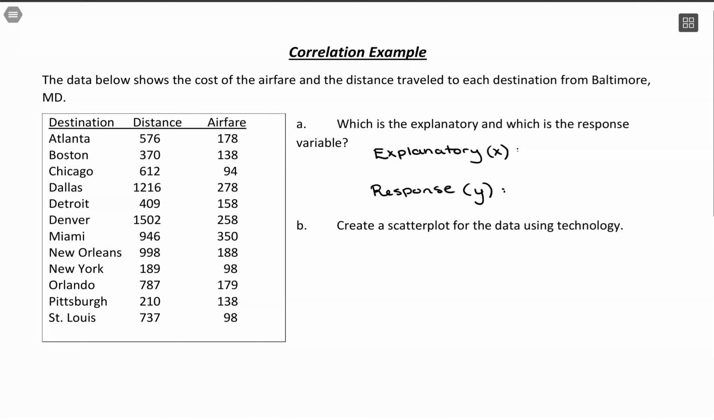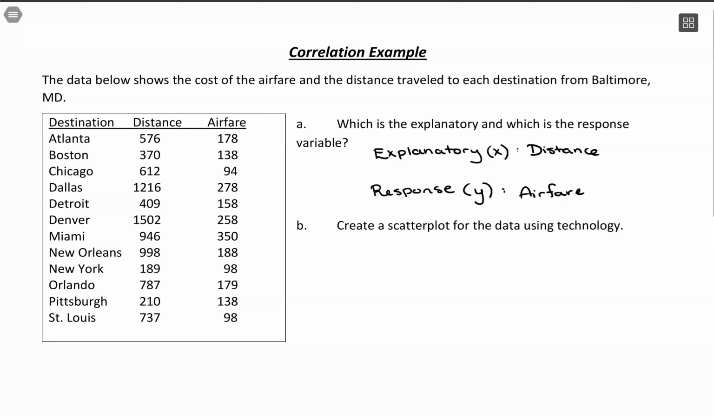So if I said distance explains change in airfare, that makes sense. If you increase or decrease the distance away from Baltimore, you'd expect a certain change in airfare. Typically if you travel further, you pay more, and if you travel closer, you pay less. So distance explains change in airfare, which would make distance our explanatory variable, and airfare the response.